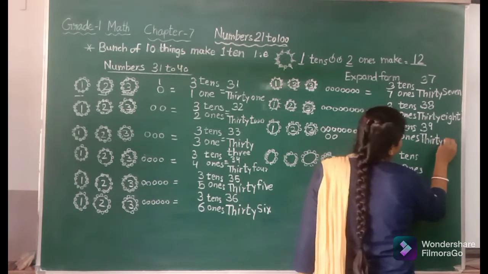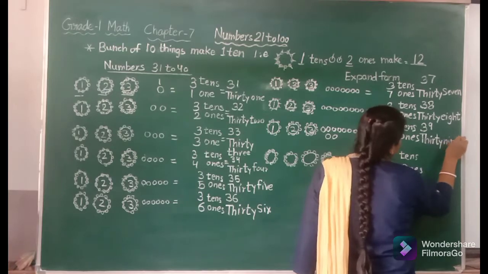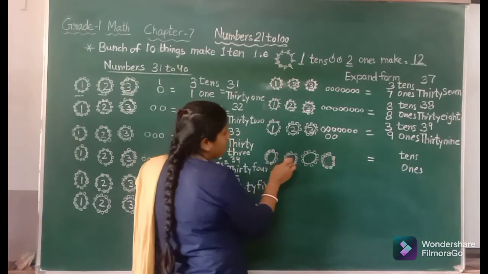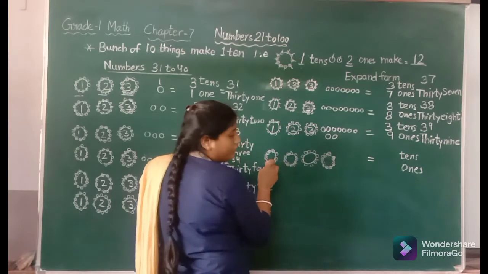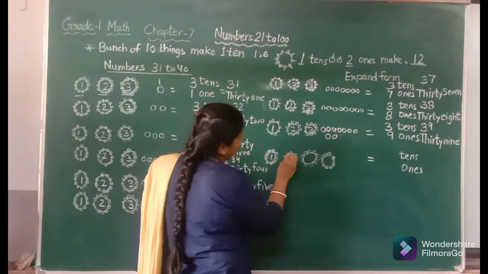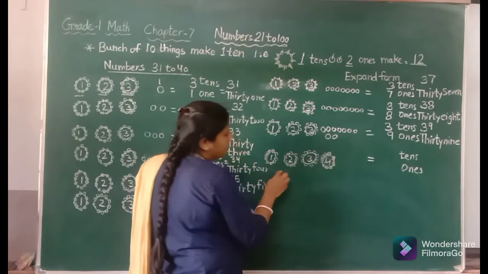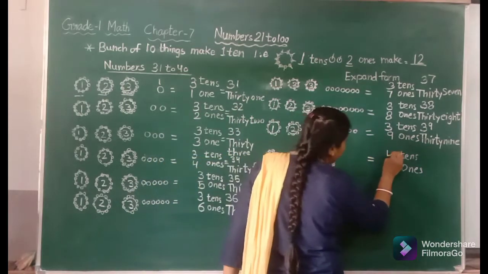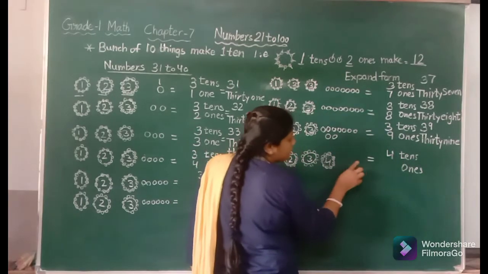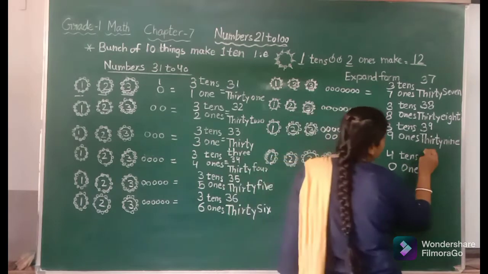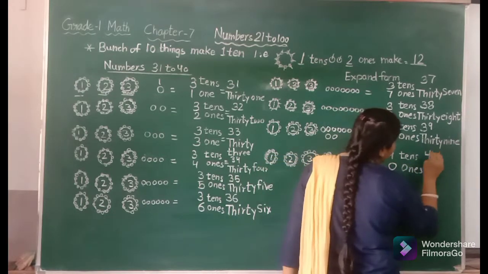T-H-I-R-T-Y. 30. N-I-N-E. 9. 39. Next, how many beads are there? In 1 ten, 1 ten, 2 tens, 3 tens, 4 tens. 4 tens is here. We have to write here 4 tens and ones. No ones are there, so 0 ones. So total is 40.